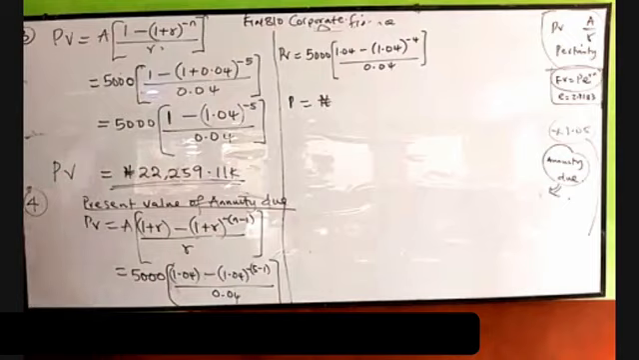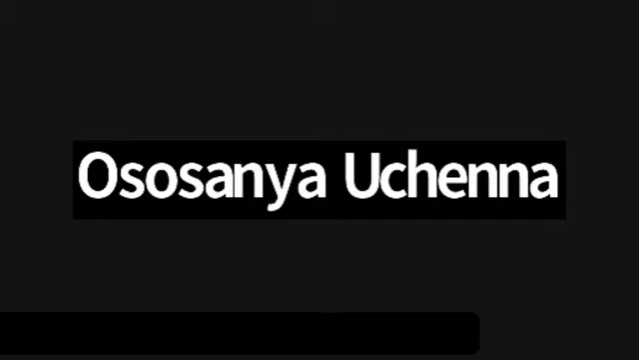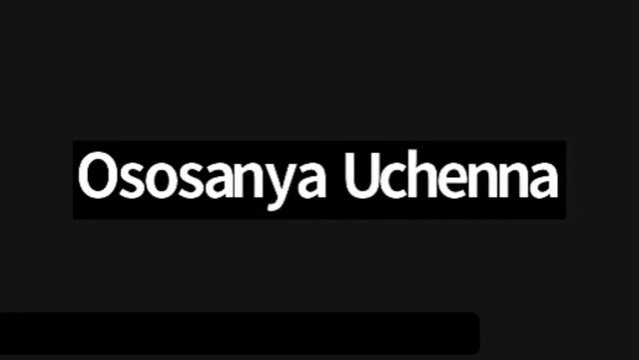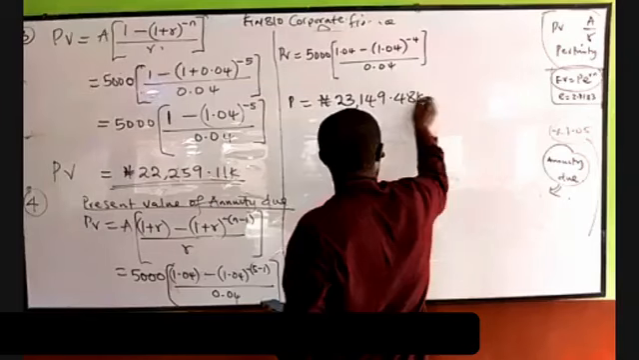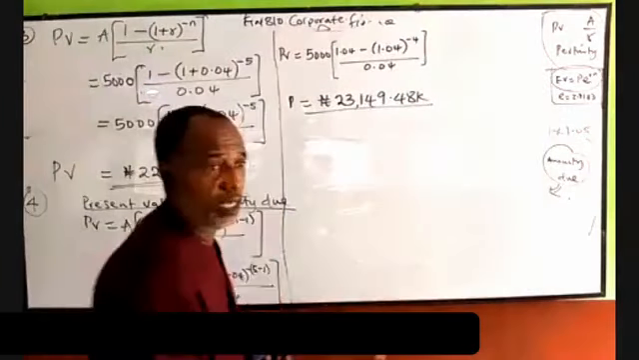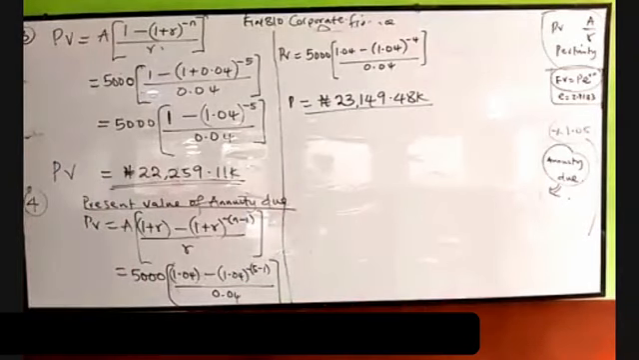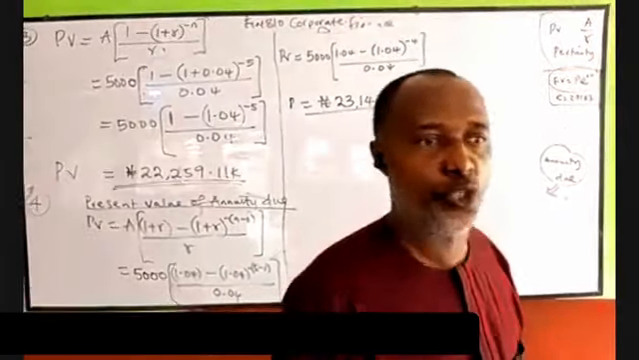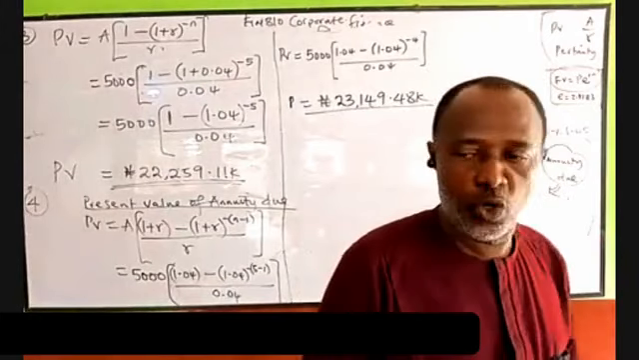So what is the result? 23,149.48. Is it the same thing we all said? So anyhow, you get the result like that. Is it clear? Annuity, we have finished: present value of ordinary annuity, present value of annuity due, future value of ordinary annuity, future value of annuity due. Is it okay? Good. So copy.